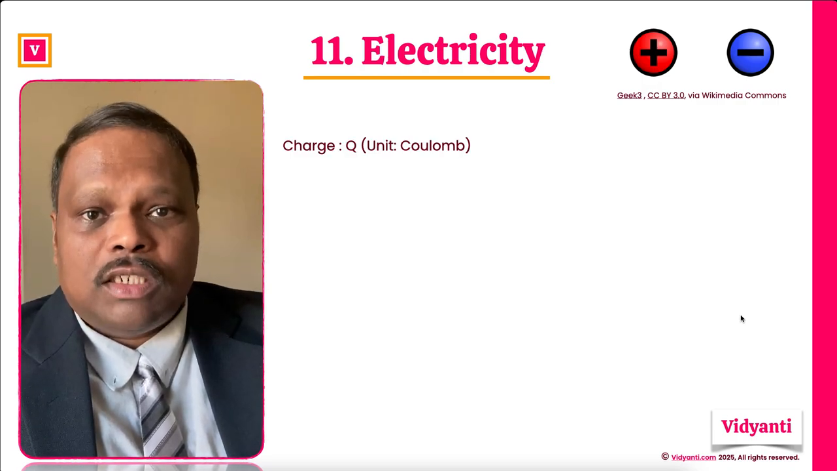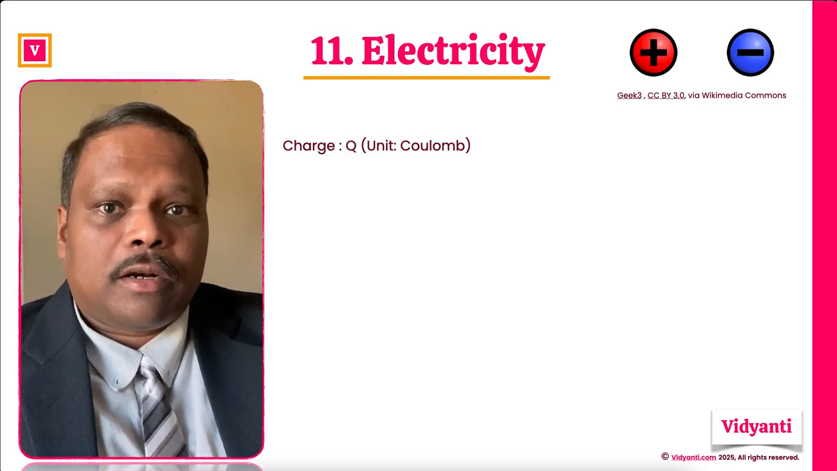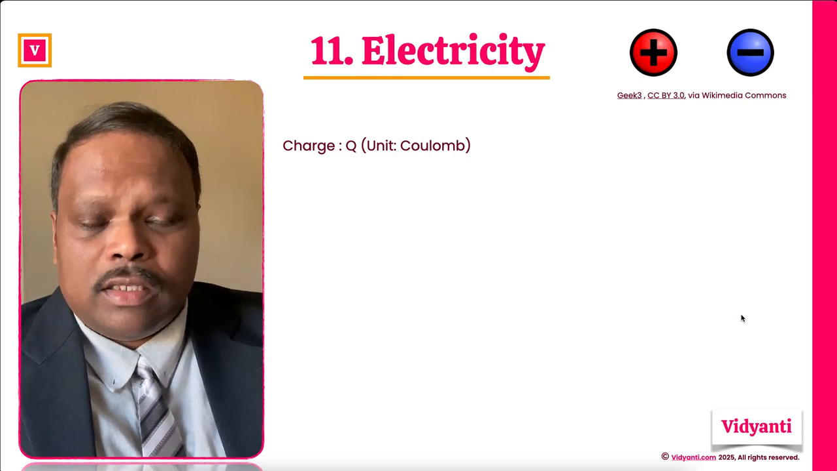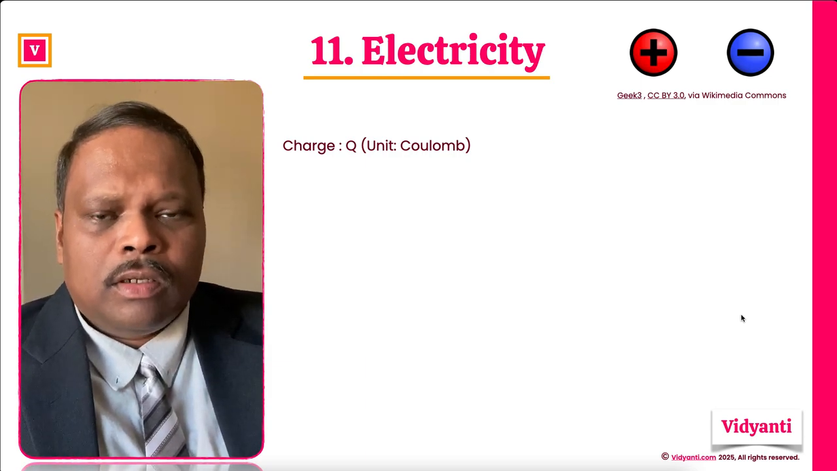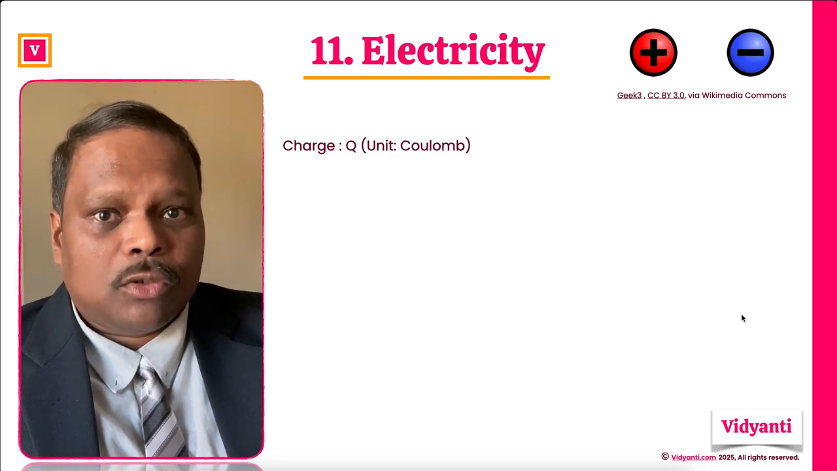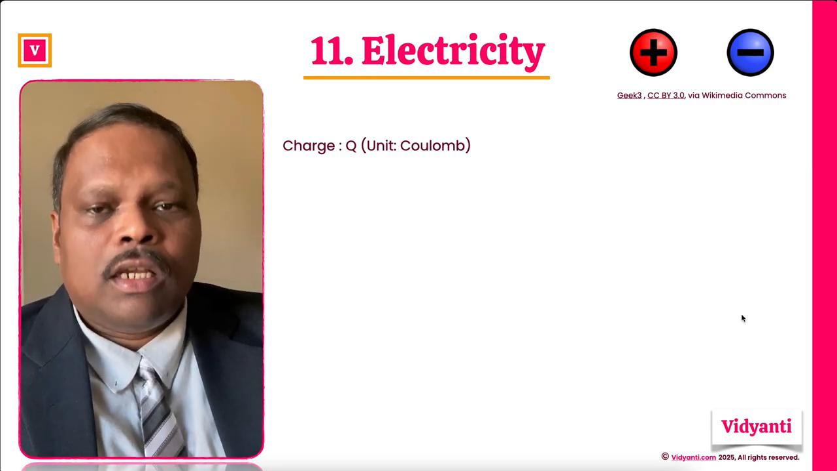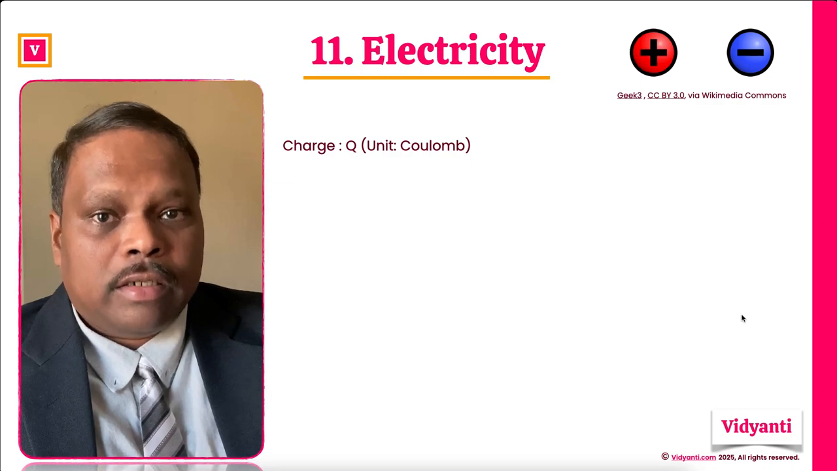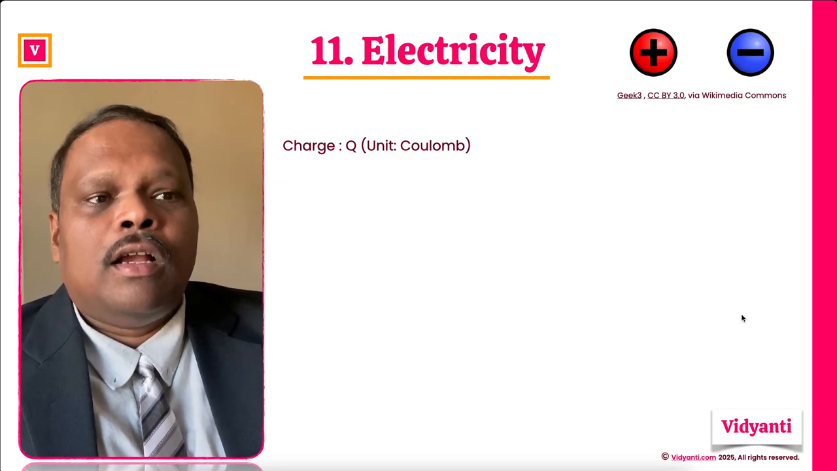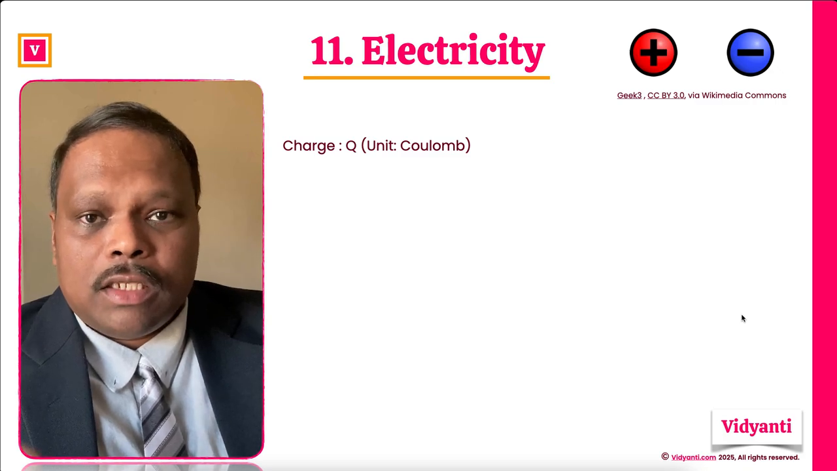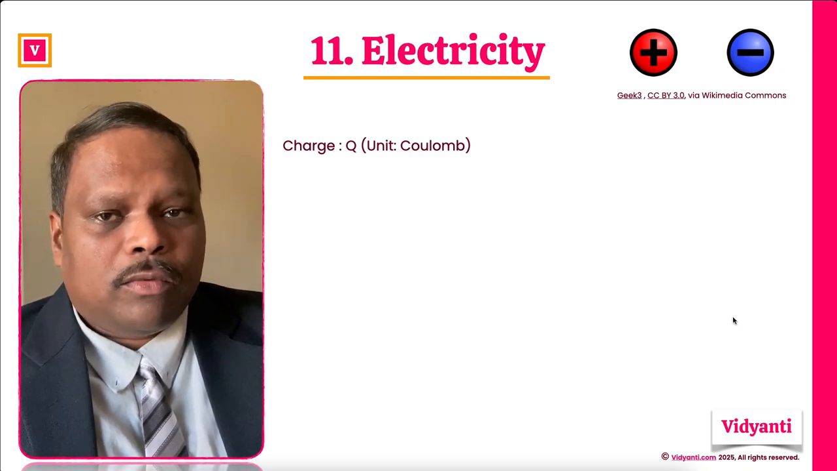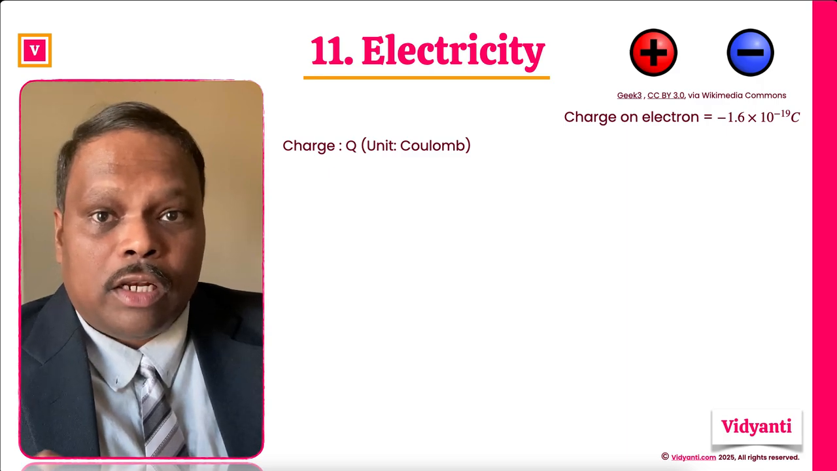The first one is charge, which is denoted by letter Q. The unit is coulomb. Most of the units in this chapter are in honor of scientists. These names which we see for units are actually names of the scientists who have made significant contributions in this field. Charge is denoted by Q. Its unit is coulomb.